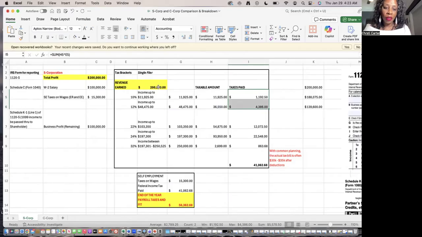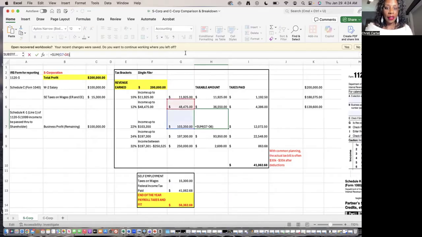Your gross receipts are $200,000. We're going to keep going. So the third tax bracket, 22%. This is going to be on income up to $103,350. So same thing like I did in the previous scenario, I subtracted 48,475 from 103,350 bucks and got 54,875. And you can see from this spreadsheet that that math is right here.